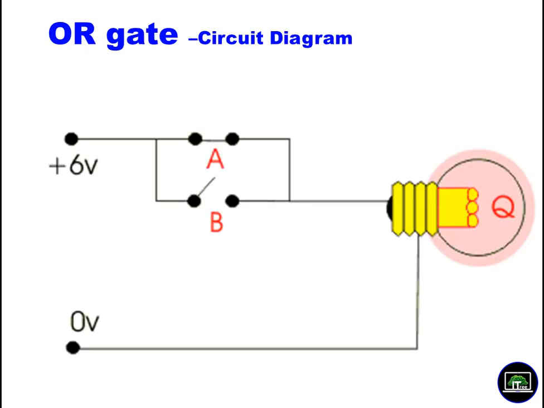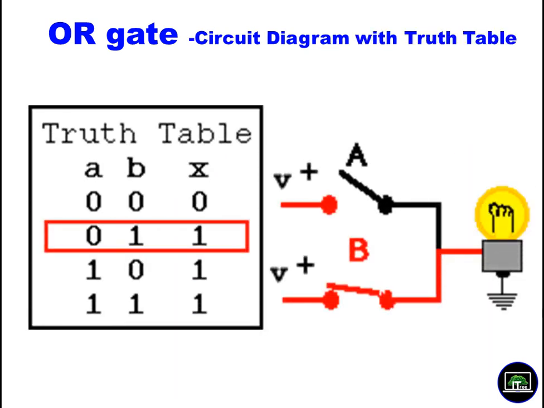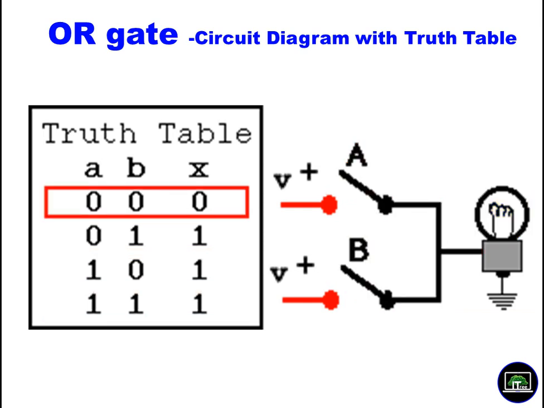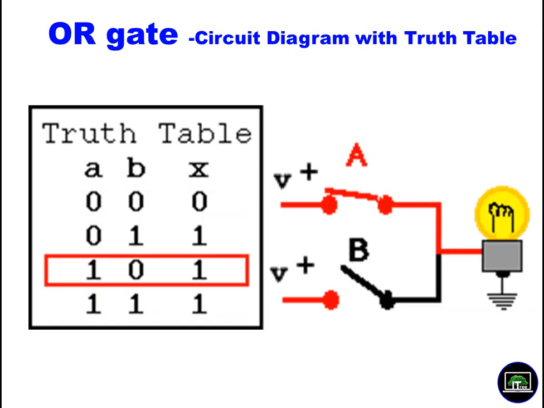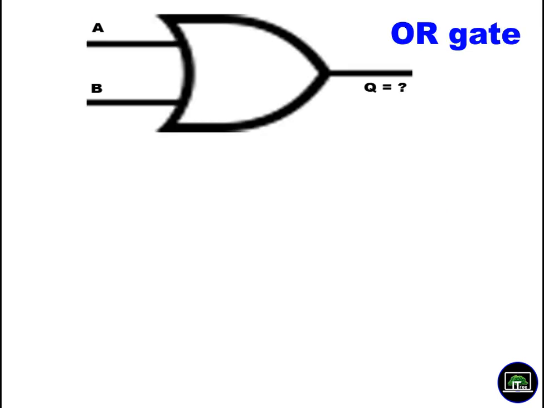Okay, now we go for the OR gate. This is a very familiar circuit to you. This is a parallel circuit. To make the light on, you can switch on either A or B, or maybe both switches. Now you can see the circuit with the truth table. You can clearly see that when one of the switches is on or when both switches are on, the light becomes on. With this knowledge, we can fill the truth table for the OR gate.